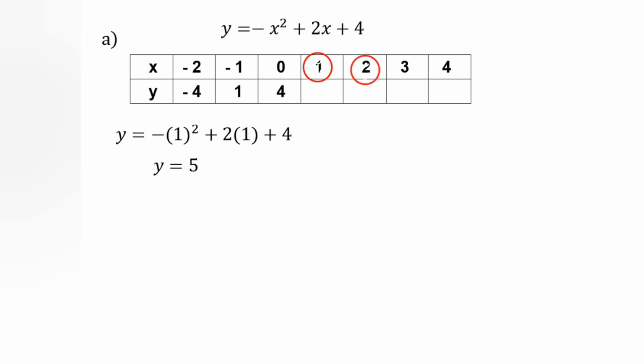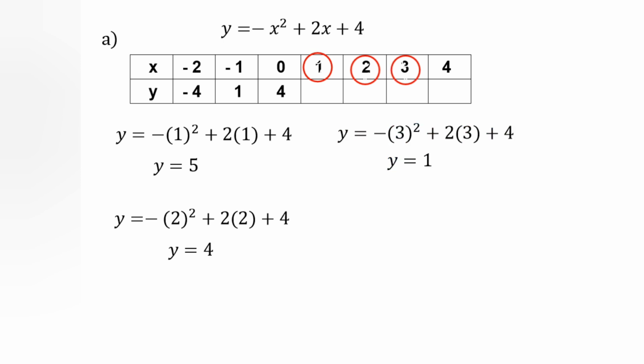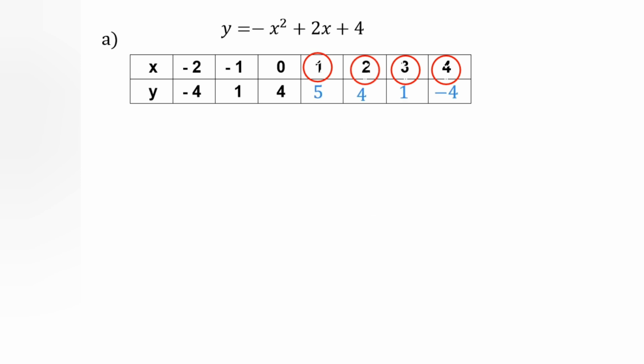Then we do 2 as well. We substitute 2 into the equation, and then we get y to be 4. We do the same for 3. We do the substitution and we get y to be 1, and the same applies to 4. So when x is 4, y is -4. Once we are able to work out like this, we just put the numbers there and fill the table, and that answers the first one because we are asked to complete the table. And that is very perfect.